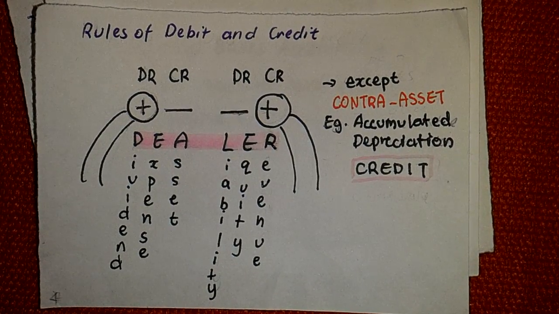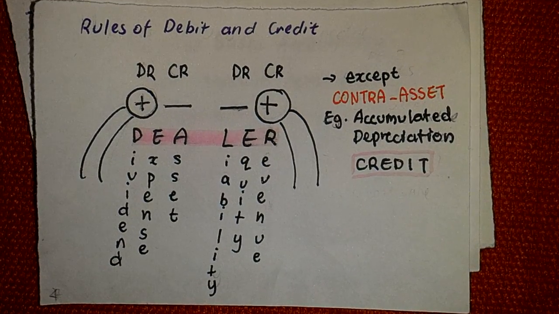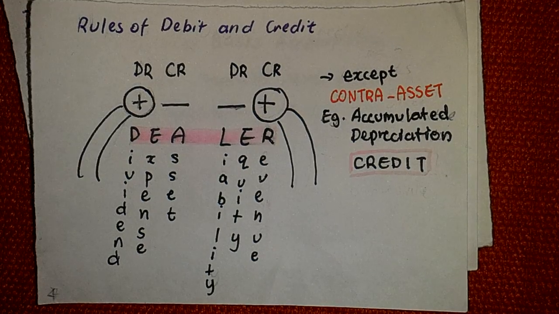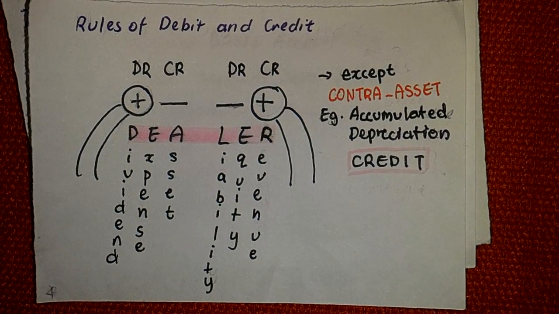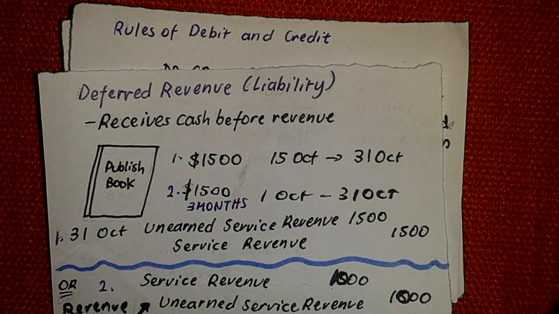Whereas LER refers to liabilities, equity, and revenue. As it decreases, it is debited, and as it increases, it's credited. Except contract assets, accumulated depreciation will be credited. Now we'll start on adjusting entries.